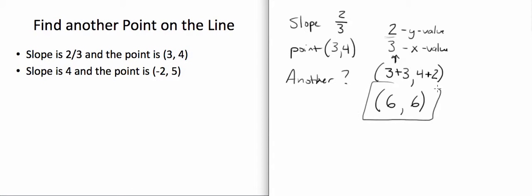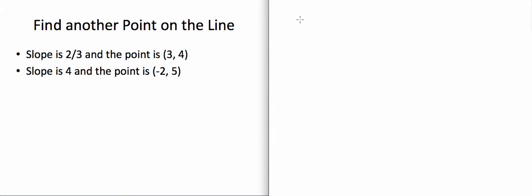We could continue on. We would add 3 again, so this would be a plus 3, plus 2. We'd end up with 9 and 8. And that'd be another point. We could continue on this pattern all the way through. Same works if we've got a slope of 4. Okay, a slope of 4 and a slope of 4 over 1 are the same thing.